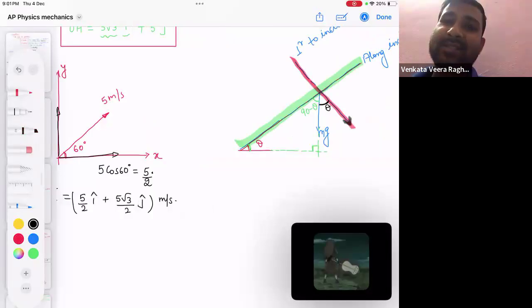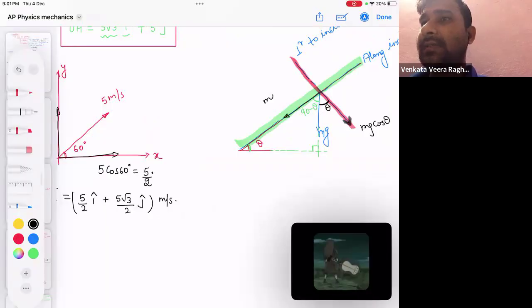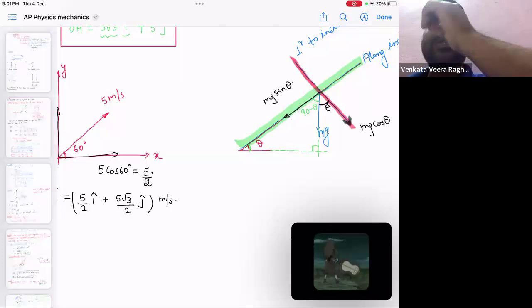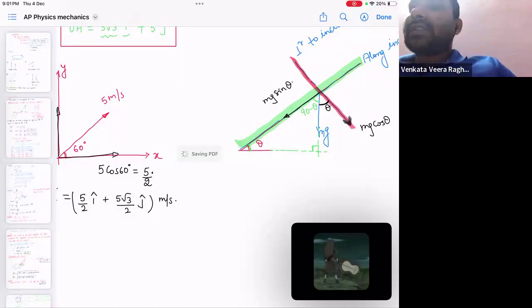Okay, this component will be how much? Just let me finish this one, it won't take more than two minutes. So this component is going to be mg cos theta, and the other component is going to be mg sin theta. So this is how we take the component. The component along the angle formed with the axis is cos, and the other one is sine. Okay, we'll continue tomorrow.